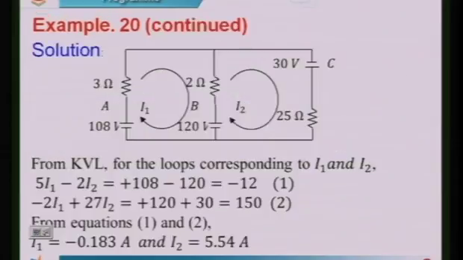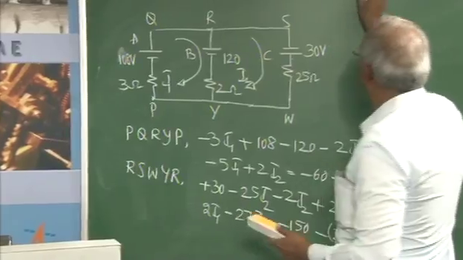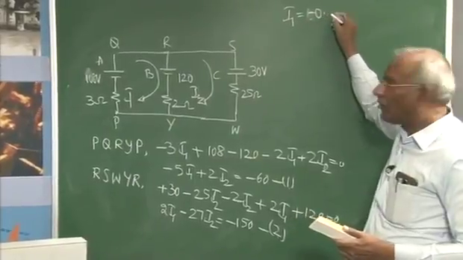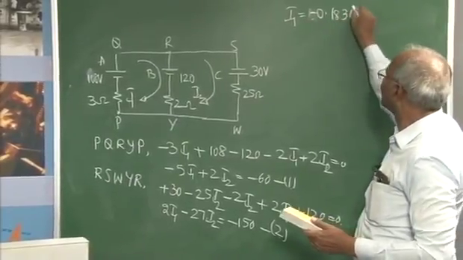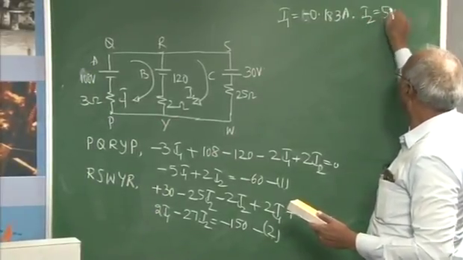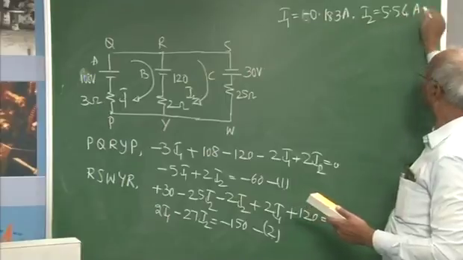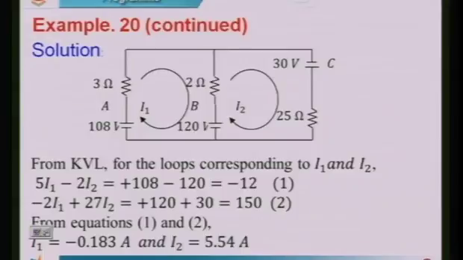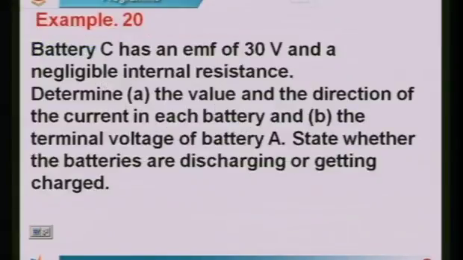Solve these two equations. So that comes to I1 equal to minus 0.183 amps, and I2 equal to 5.54 amperes. Once we get this I1 and I2, determine the value and direction of current in each battery.